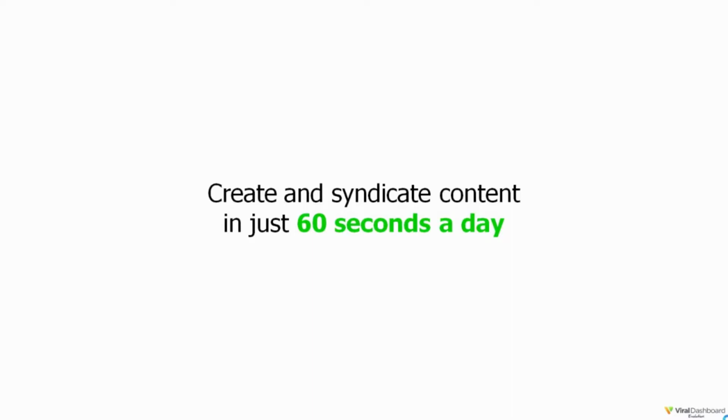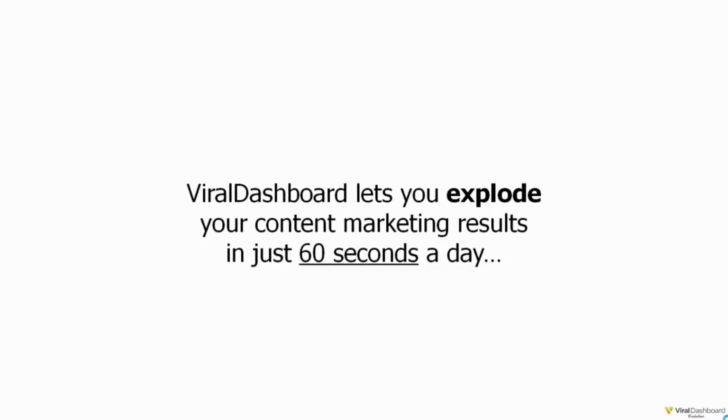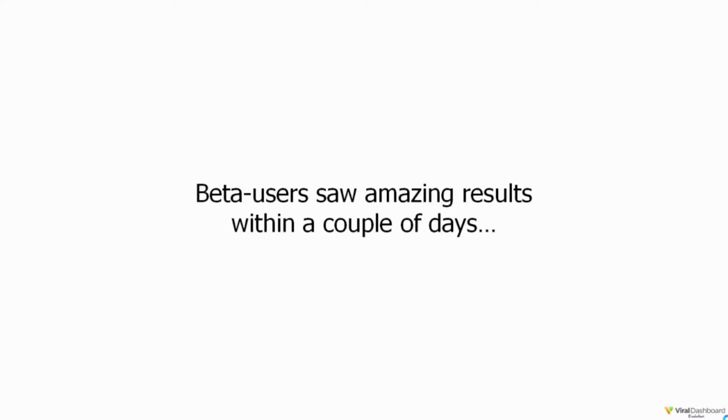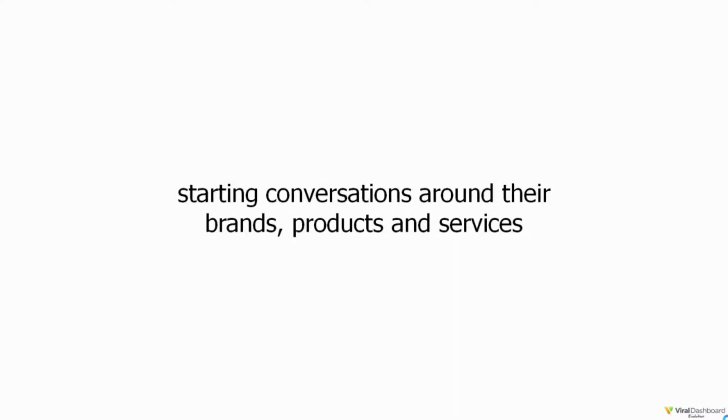Create and syndicate content in just 60 seconds a day. Discover the best content across videos, articles, GIFs, memes, images, quotes in one place, all by just entering a keyword. That's right, Viral Dashboard lets you explode your content marketing results in just 60 seconds a day and get more eyeballs for your products, so you make more sales. Beta users saw amazing results within a couple of days, building and growing stronger relationships on social by starting conversations around their brands, products, and services.